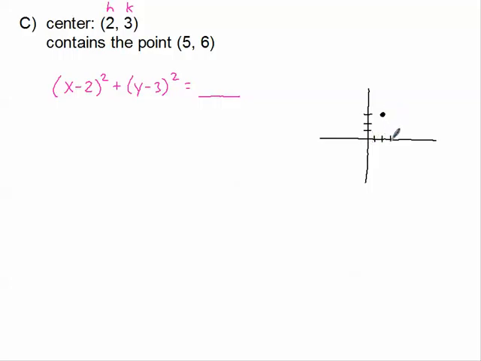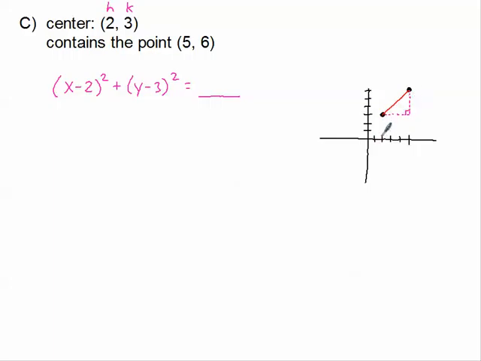So 1, 2, 3, 4, 5, and 6. 1, 2, 3, 4, 5, 6. So that point is approximately right there. So again, I've got a picture of what my radius looks like. It's just a difficult distance to count, unless you see the relationship that it does make a right triangle. I'm going to go this way this time and get my horizontal and vertical distances.